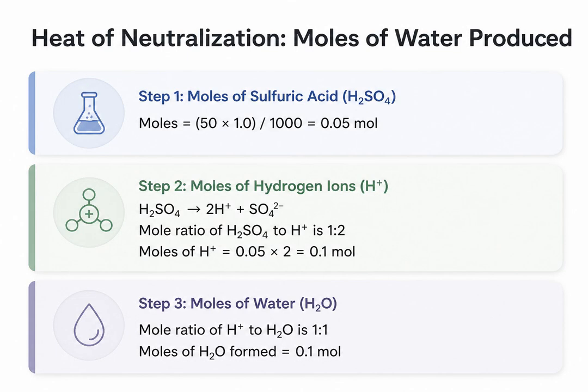Next, we need to find the number of moles of water produced because enthalpy of neutralization is defined per mole of water. First, we calculate the moles of sulfuric acid used, which gives us 0.05 moles. Since each molecule of sulfuric acid produces 2 hydrogen ions, we multiply by 2 to get 0.1 moles of hydrogen ions. The reaction ratio of hydrogen ions to water is 1:1, meaning exactly 0.1 moles of water are formed.